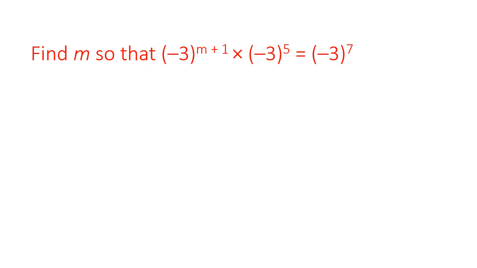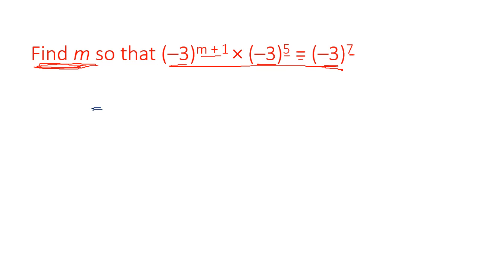Okay, this is a very interesting sum. In this sum we don't have to simplify, nor do we have to evaluate, nor write in exponential form. Here we have to find m. Now how can you find this m when this is given to you? What you can see here is minus 3 raised to m plus 1 into minus 3 raised to 5 becomes minus 3 raised to 7. It is written equal to. And we have to find the value of m.